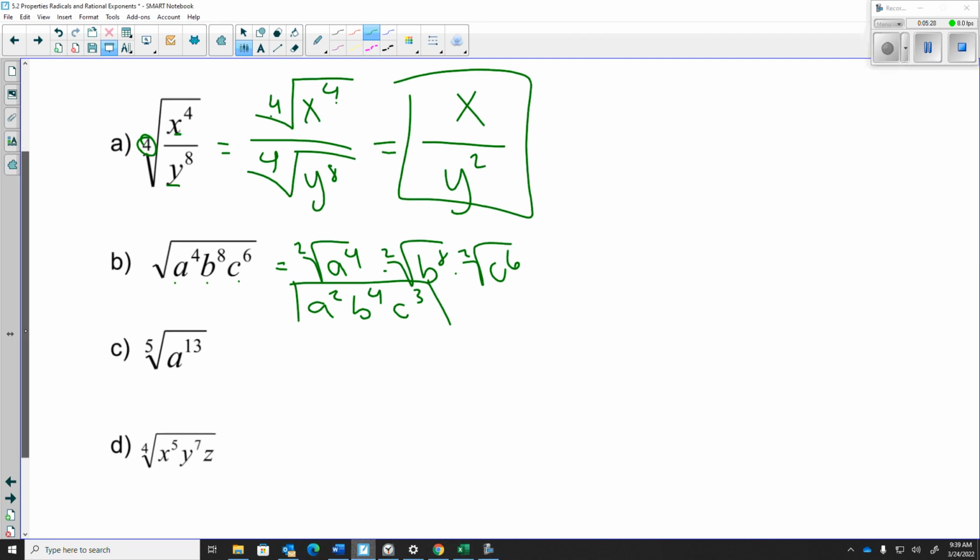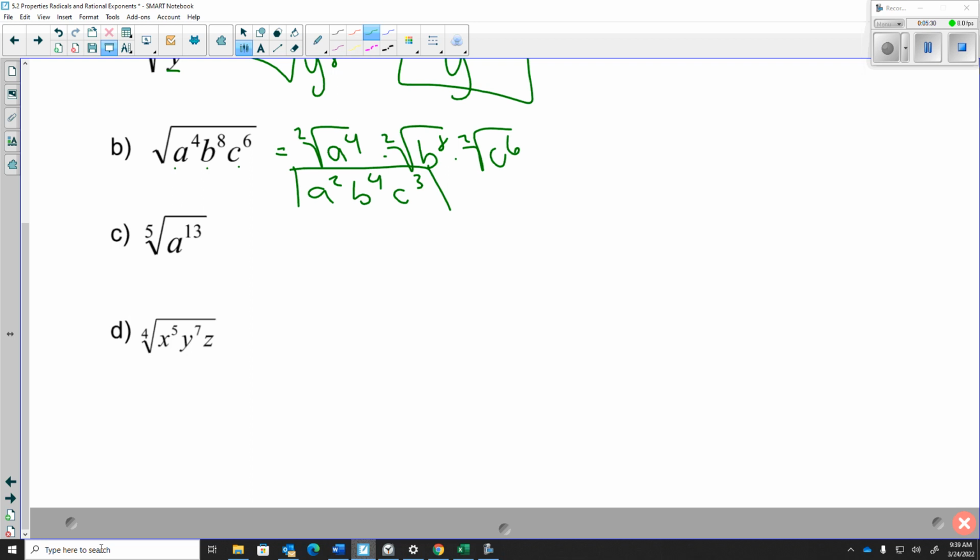All right, let's talk. I'm just going to do the last one. I think we probably are able to do the third one. We've done a lot of those. So let's talk about the last one. I got fourth root of all this stuff. So what should I do first? Divide it into the 3 pieces. Yeah, break it up. Give the root to all 3 pieces. Fourth root of x to the 5th times fourth root of y to the 7th times fourth root of z.